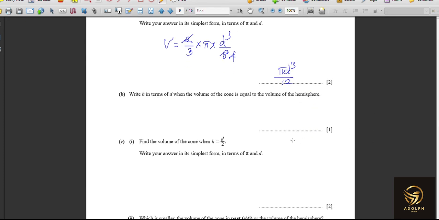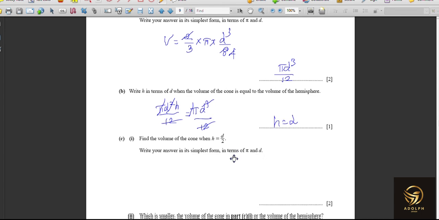Next, write h in terms of d when the volume of the cone is equal to the volume of the hemisphere. So the volume of the cone we got is pi d square h divided by 12, and the hemisphere is pi d cube divided by 12. So 12 cancels, pi cancels, d square and d get cancelled, and h is equal to d is what we are getting.